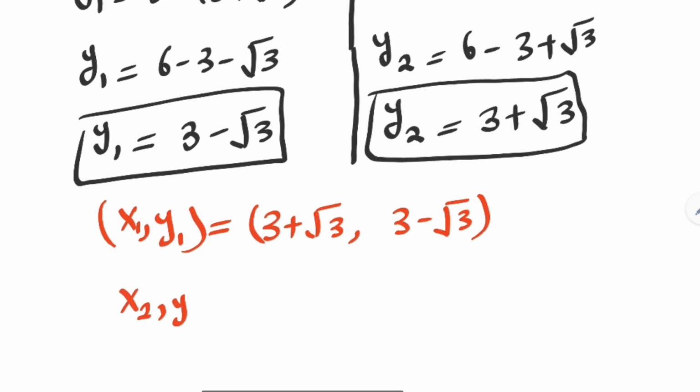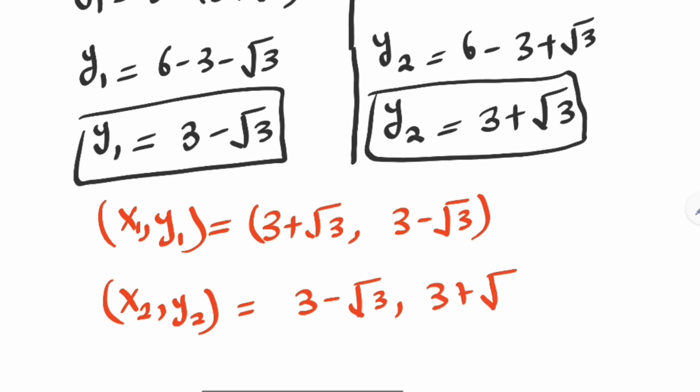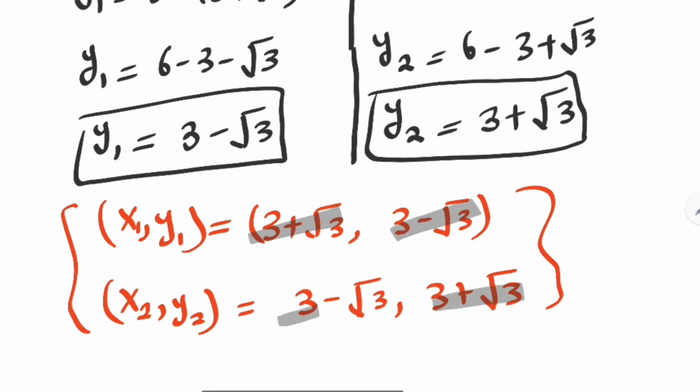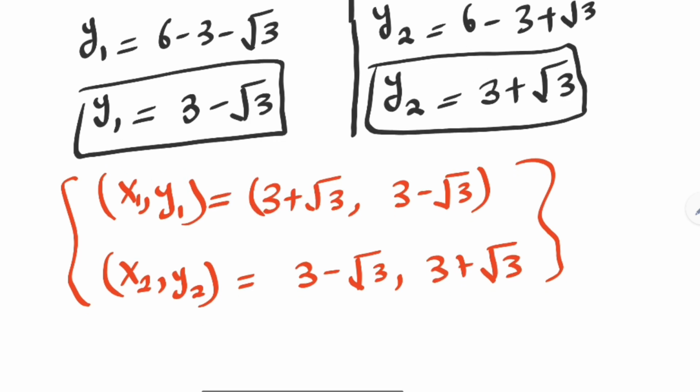x2, y2 is equal to 3 minus root 3, 3 plus root 3. These are the values of x. You can see that here the value of x1 is equal to the value of y2, and the value of y1 is equal to the value of x2. We may check to confirm if this answer is right or wrong.